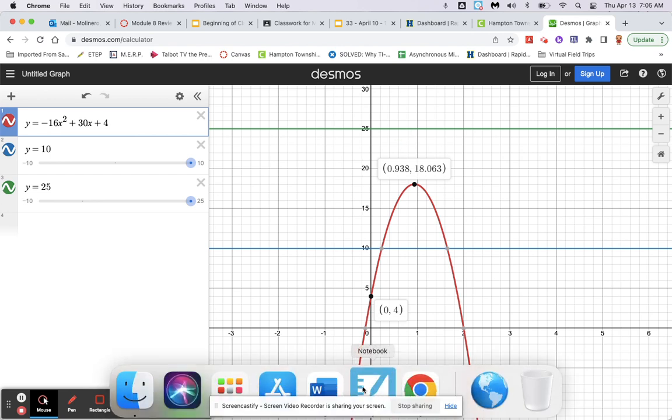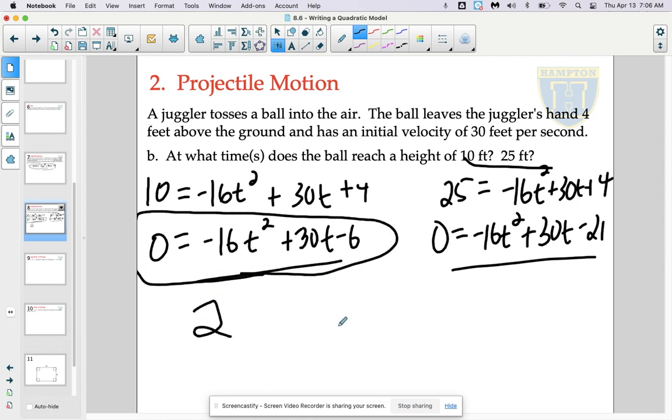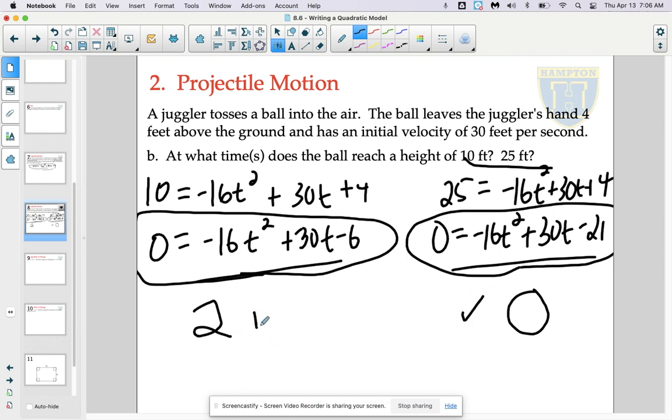Which means when we would solve these two equations, we should expect the discriminant to show us that there will be two real solutions for one, but for the other, we would anticipate the discriminant would show us no real solutions. No solutions over here because the ball's never 25 feet off the ground. Two solutions here because the ball reaches that 10 feet off the ground at two different times.